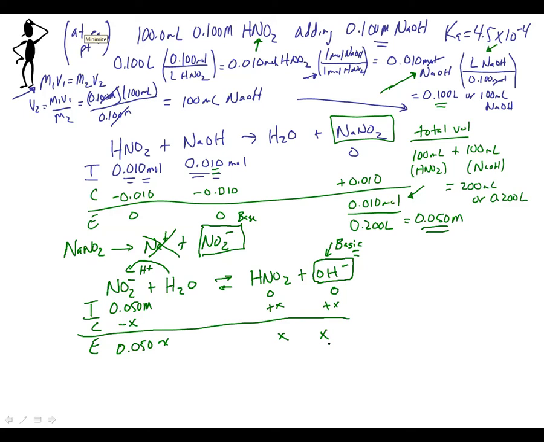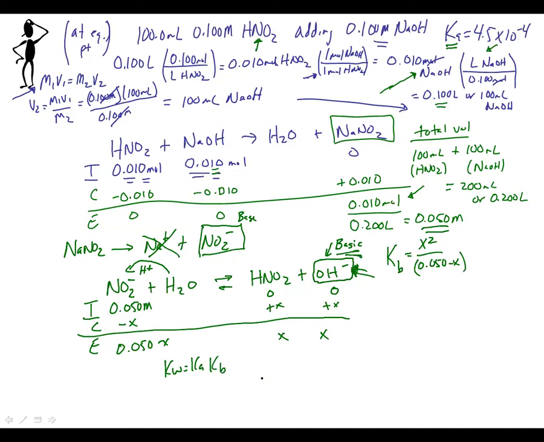Now this is going to go into our K expression, which in this case would be our products, X squared, over our reactants, which is 0.05 minus X. And since we know this is basic, since we see OH minus, this is actually going to be a Kb value. Again, very common in this. You are not given the Kb value, but you're given the Ka value. So that is where the Kw equals Ka times Kb.